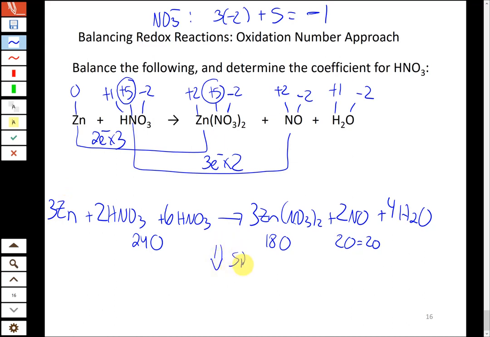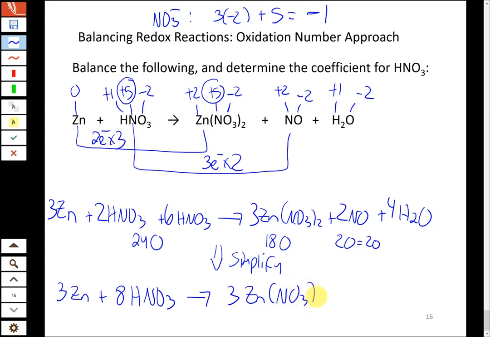So when you write the reaction out in its final form, you obviously don't write HNO3 twice, we just combine them. So it's going to be 3 zinc plus 8 HNO3, 2 plus 6, the combined coefficient is 8, goes to 3 zinc nitrates, 2 NOs, and 4 waters.